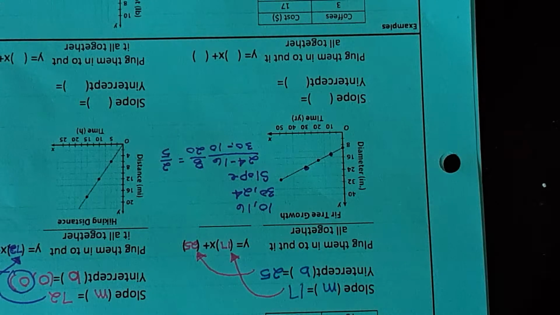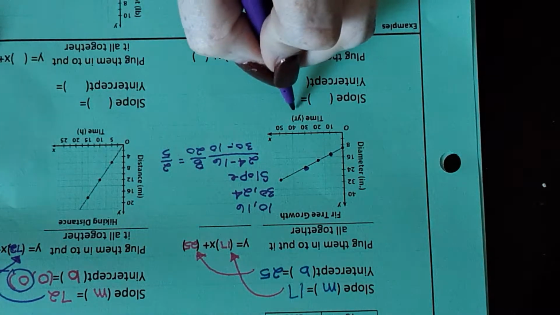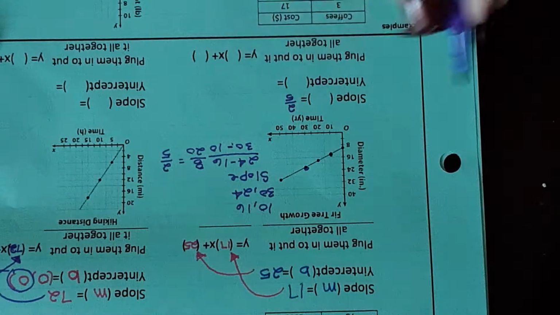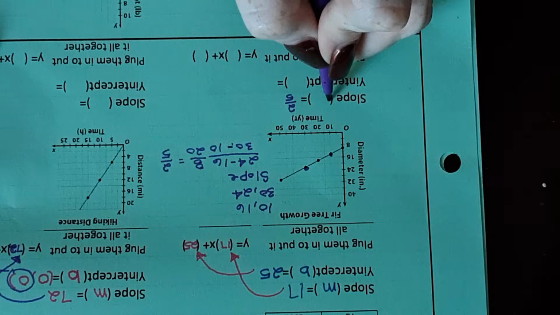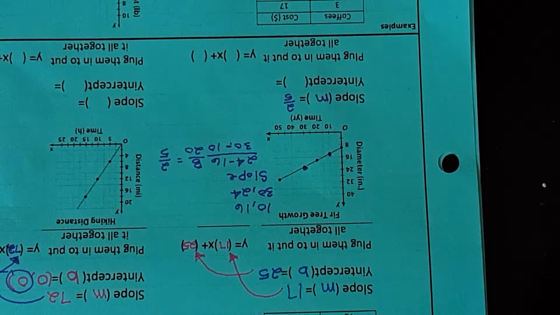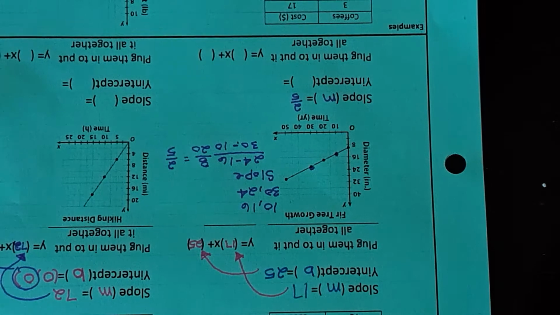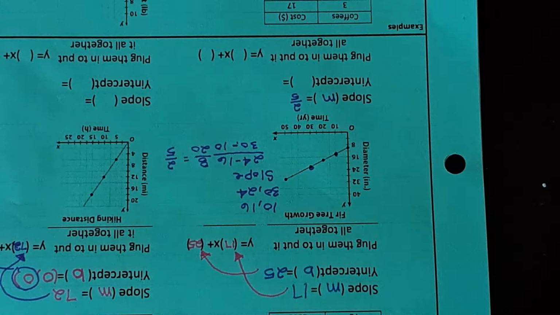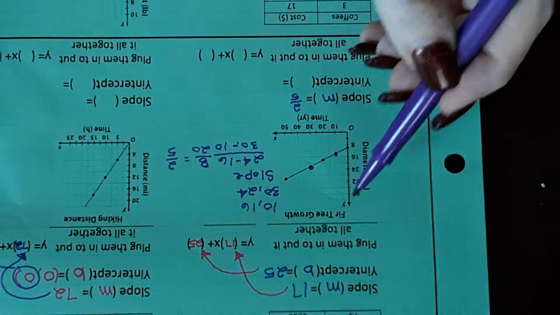So the slope of my line is 2/5. And again, the letter I use is M. Who remembers how we find the y-intercept of a line on a graph? We look to see where that line crosses our y-axis.